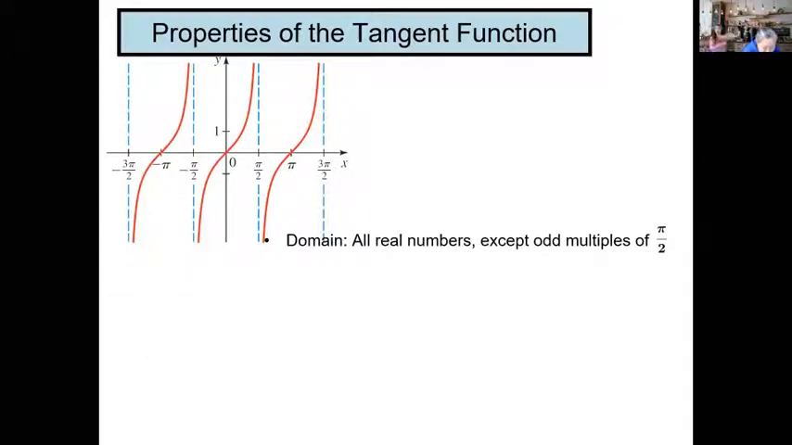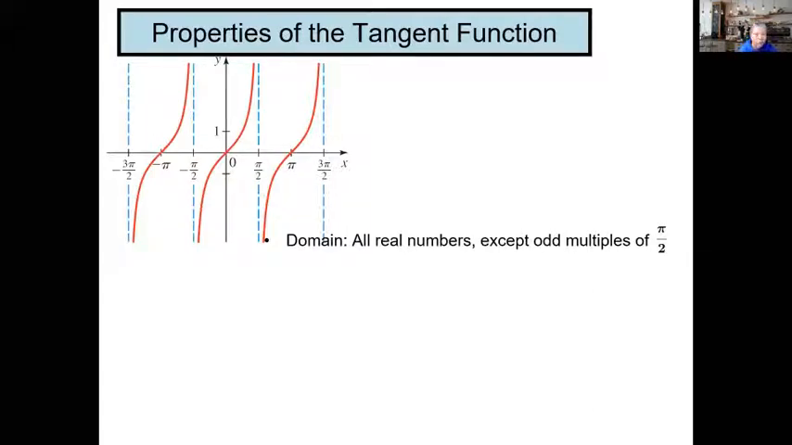Odd multiples of pi over 2 means, as you see the vertical asymptotes happening at pi over 2 and 3 pi over 2, and the next one will be what? 5 pi over 2. The next one will be 7 pi over 2, right? And also in the negative direction, it's going to be negative pi over 2, negative 3 pi over 2, negative 5 pi over 2, negative 7 pi over 2, negative 9 pi over 2. Those are the positions designated for asymptotes, right?